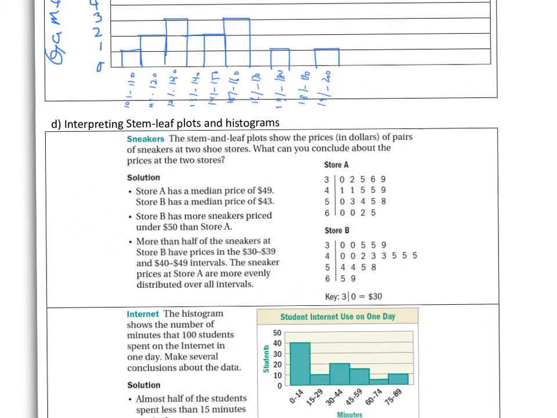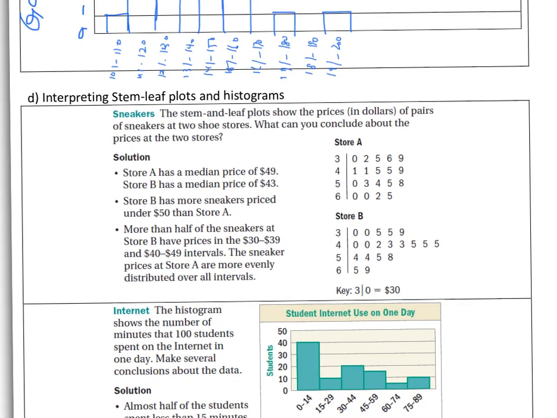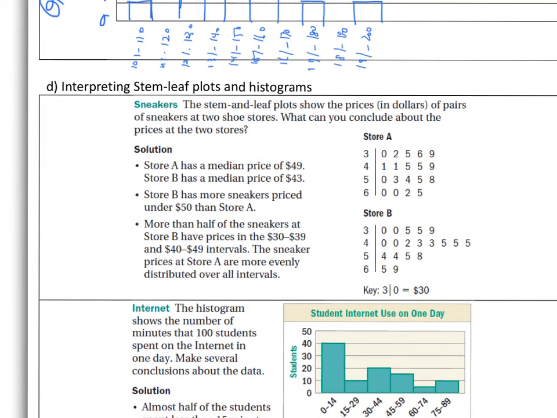Okay, let's talk about how to interpret stem and leaf plots and histograms. Here I'm just going to talk, and you don't have to write down anything. The stem and leaf plots show the prices in dollars of pairs of sneakers at two shoe stores. What can you conclude about the prices of the two stores? So if we look at the two stem and leaf plots, store A has a median price of $49.